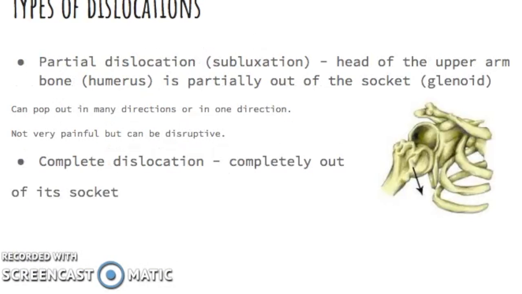There are two types of dislocations. Subluxation, or partial dislocation, as the name suggests, occurs when the head of the humerus is partially out of its glenoid socket. In this case, the shoulder can pop out in many directions or in one direction, anteriorly or posteriorly. The pain is not very severe and in this case not very serious, but it can be quite disruptive for daily activities. The second type of dislocation is complete dislocation, in which the shoulder is completely out of its socket. This case is more serious and the pain is very severe and more measures will have to be taken for treatment.